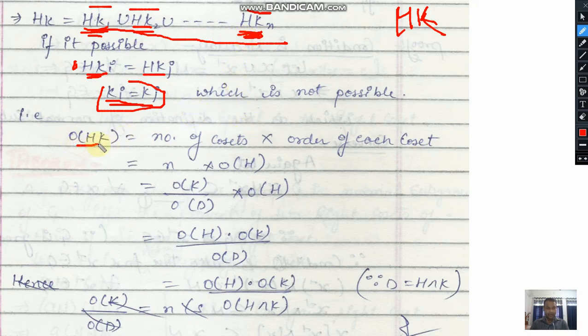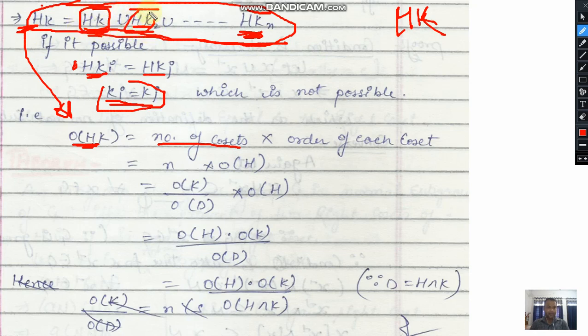Now we will write the formula for the order of HK, which will be equal to the number of cosets. Using this relation we can see what HK is. HK is the union of these cosets. So what will be the order of this HK? It means the number of elements available in HK. This will be equal to the number of cosets into the order of each coset.